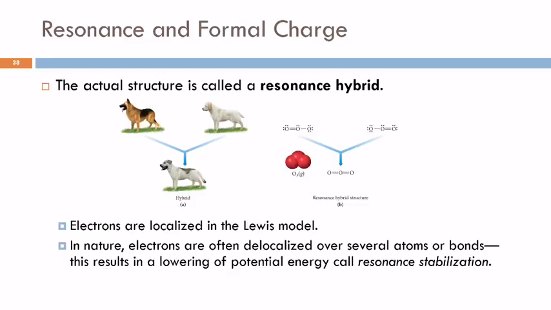One of the problems with the Lewis model is that electrons are localized on individual atoms or bonds between two specific atoms. In actuality, many molecules have electrons that are delocalized. They're shared over the entire molecule, not just between two atoms. Lewis structure can't deal with that.